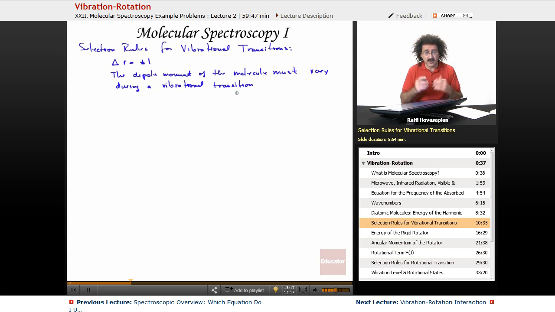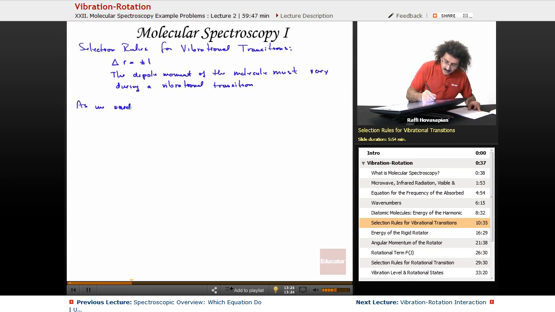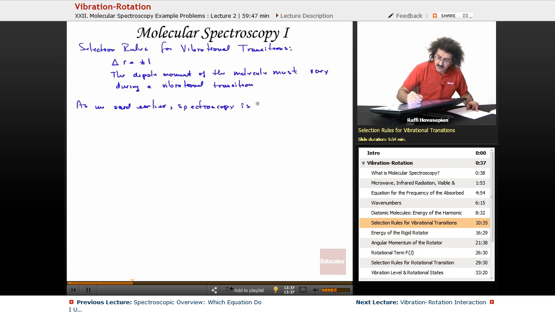We're going to be concerned more with just the spectroscopic aspects. Okay. Now, as we said earlier, spectroscopy is conducted primarily in wave numbers, in inverse centimeters. So we want to take these equations for energy and convert them to wave numbers.